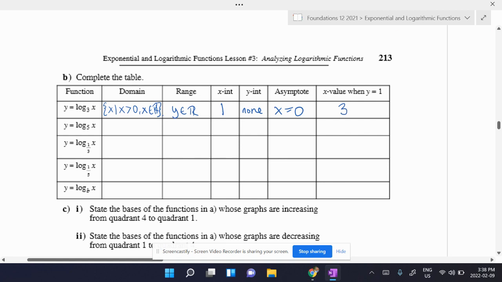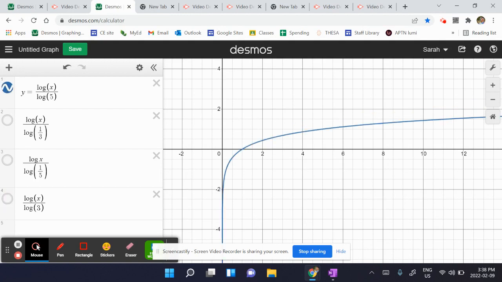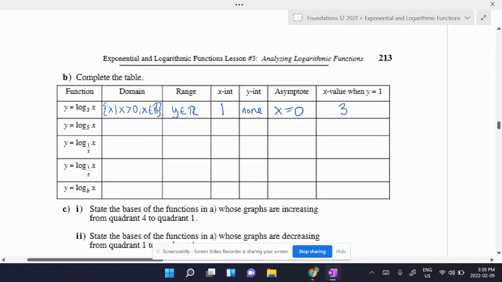Okay, now let's look at the next one. Log base 5 of x. So your x-intercept is still there. There is no y-intercept. Your asymptote is x is equal to 0. And when y is equal to 1, x is equal to 5. Okay, so let's put that in there really quick.